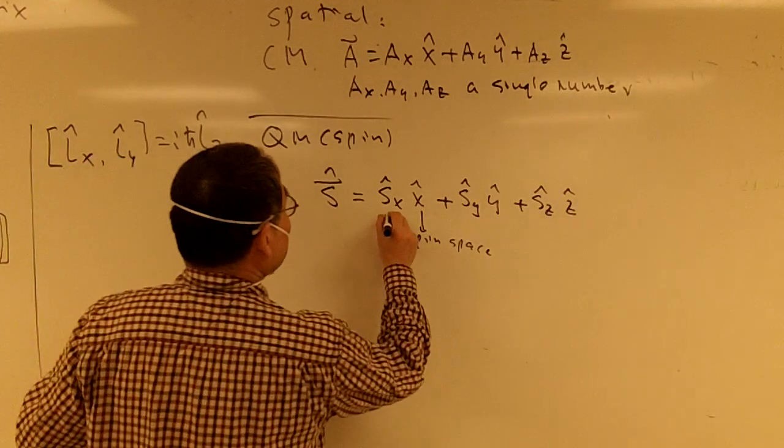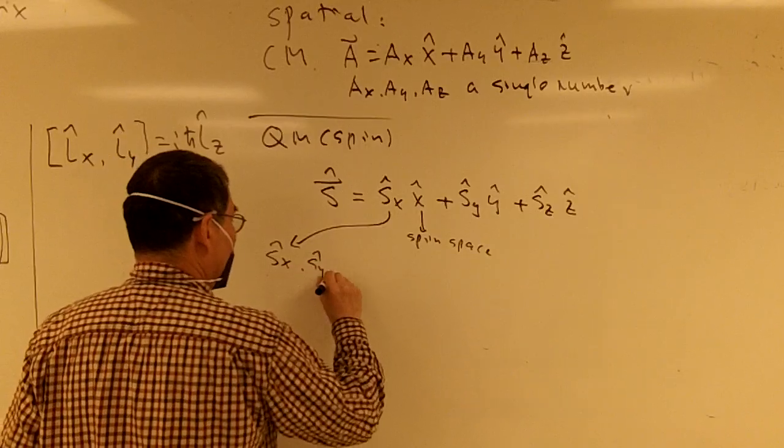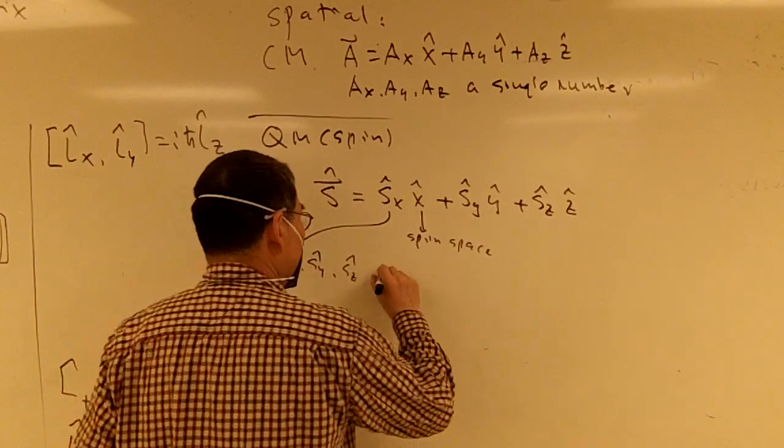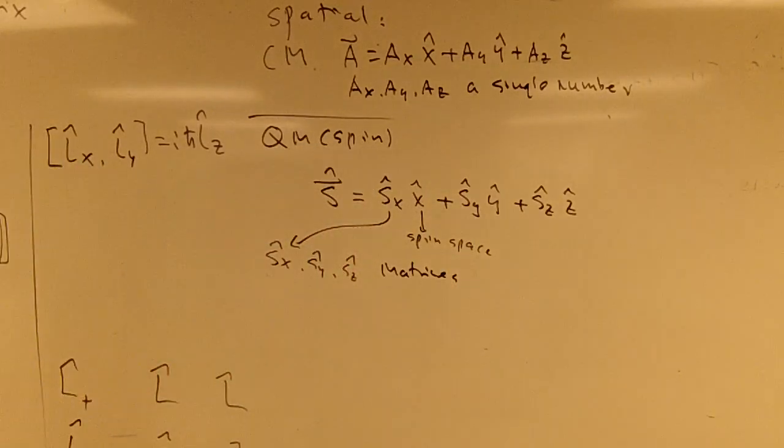Now, the thing that is different here, these are Sx, Sy, Sz. These are matrices, not a single number. On the top, we have a single number. Bottom is matrices. And this is compulsory. You have to use the matrices. Otherwise, it's incorrect, because for spin, you must use the matrices.